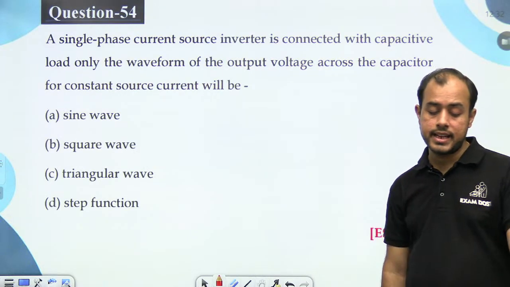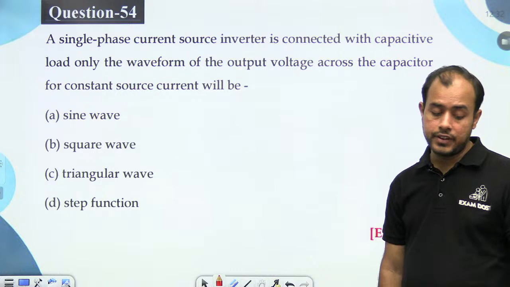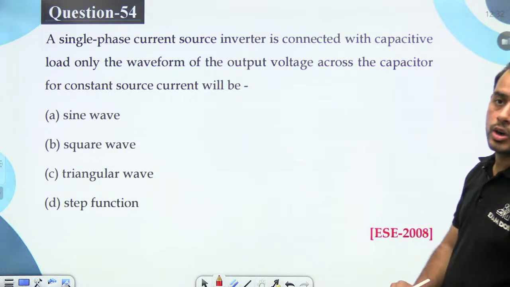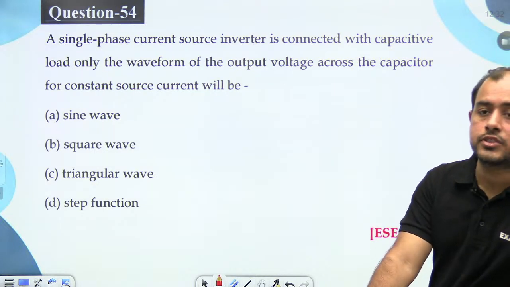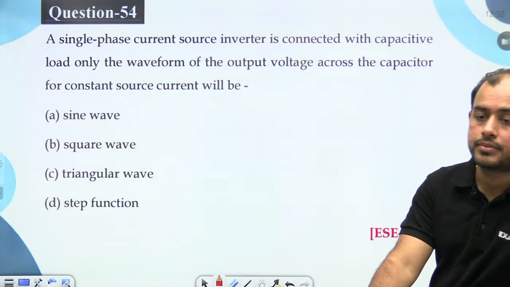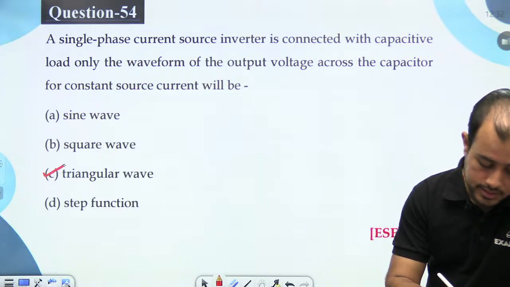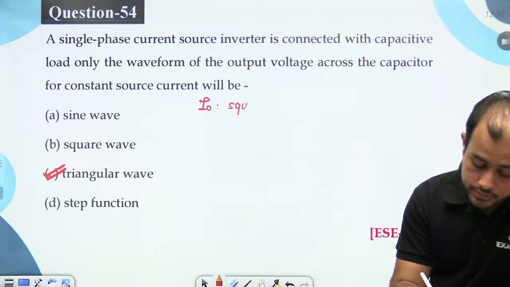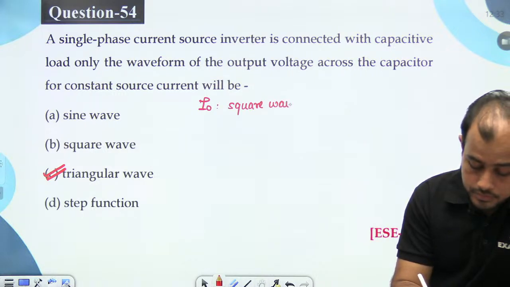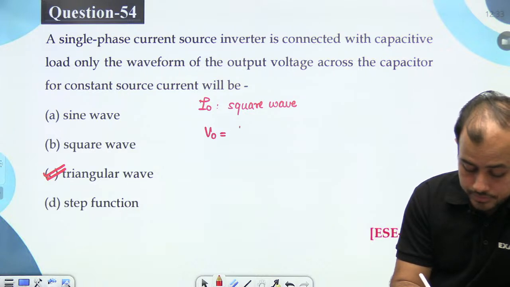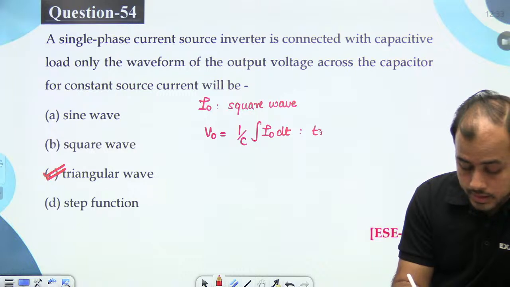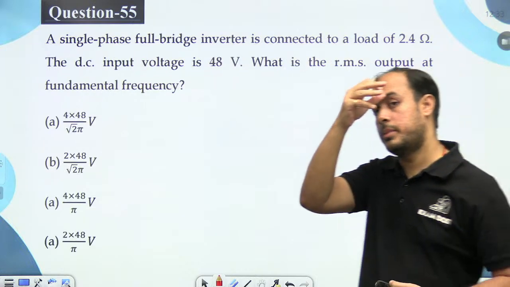A single phase CSI is connected with a capacitive load. The waveform of output voltage for constant source current. For a capacitive load, what is the output voltage waveform in case of CSI? In case of CSI, triangular wave. See, what is I naught? I naught is a square wave. So V naught will be a triangular wave. Okay, this will be a triangular wave.